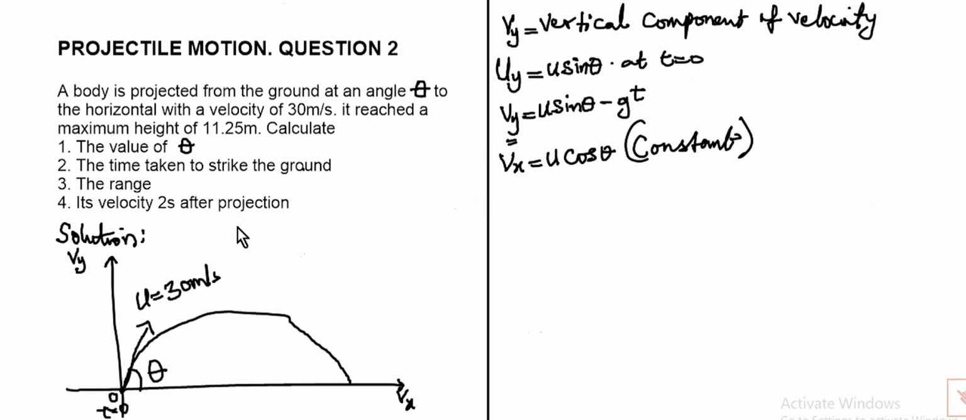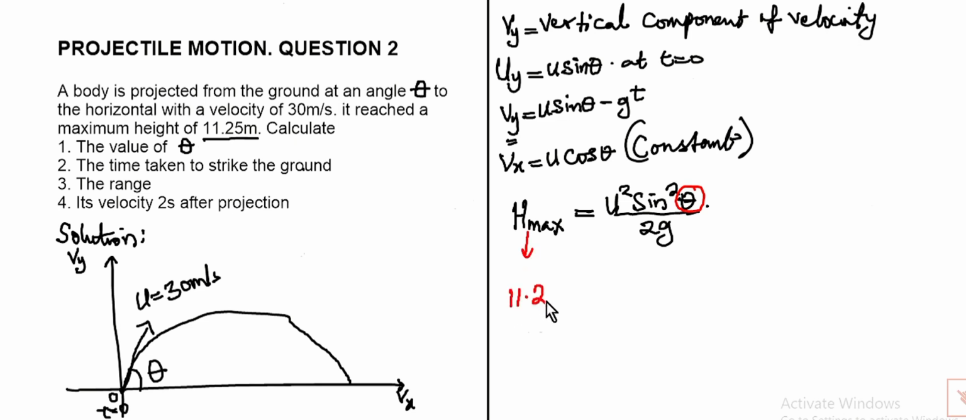However, our intention is to find the value of theta, but they have given us the maximum height. Now that we have the maximum height, how then do we find theta? So h max, the maximum height, is given as u squared sine squared theta all over 2g. Remember, this angle theta is what I don't know, and I'm looking for it. However, this maximum height is already given to me as 11.25. Then u is already given to me as 30 meters per second.